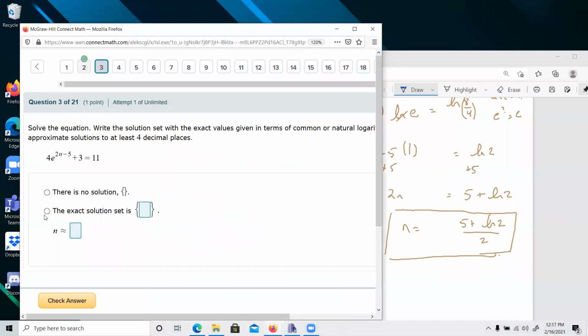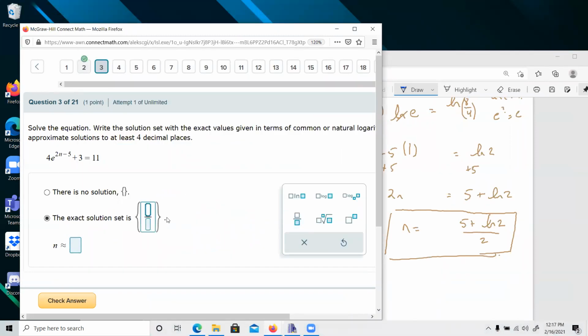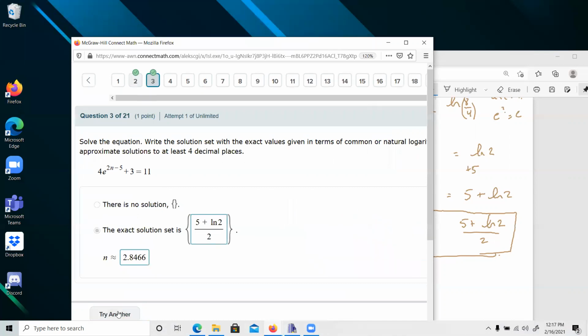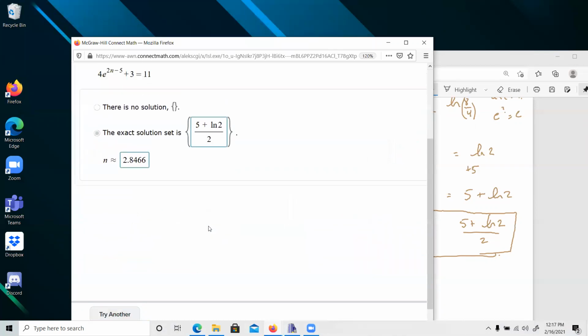So the exact answer was 5 plus natural log of 2, all divided by 2. My approximate was 2.8466. They're much happier about this now.